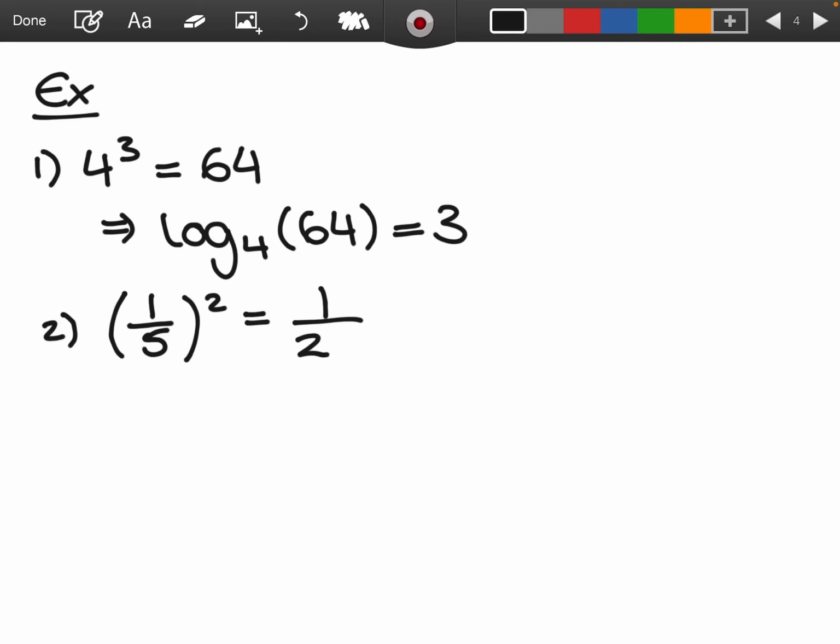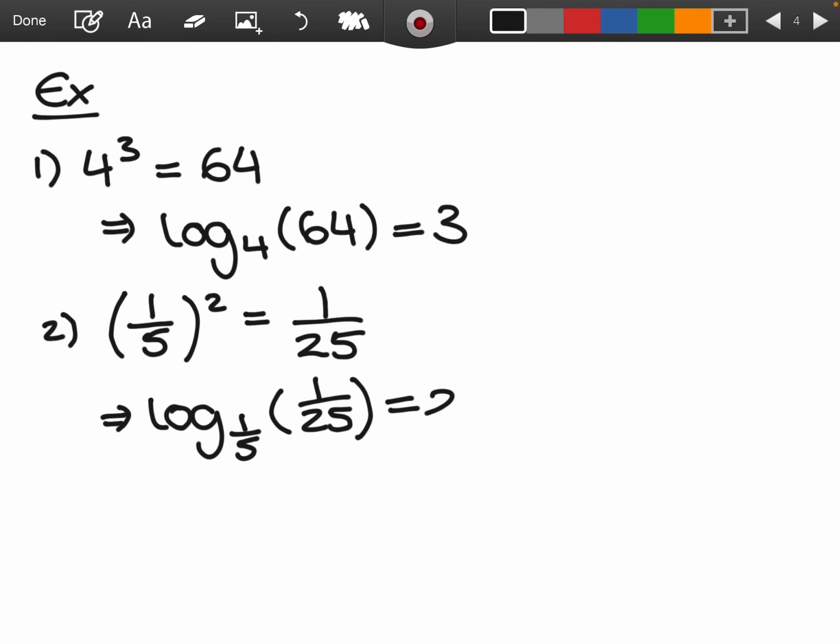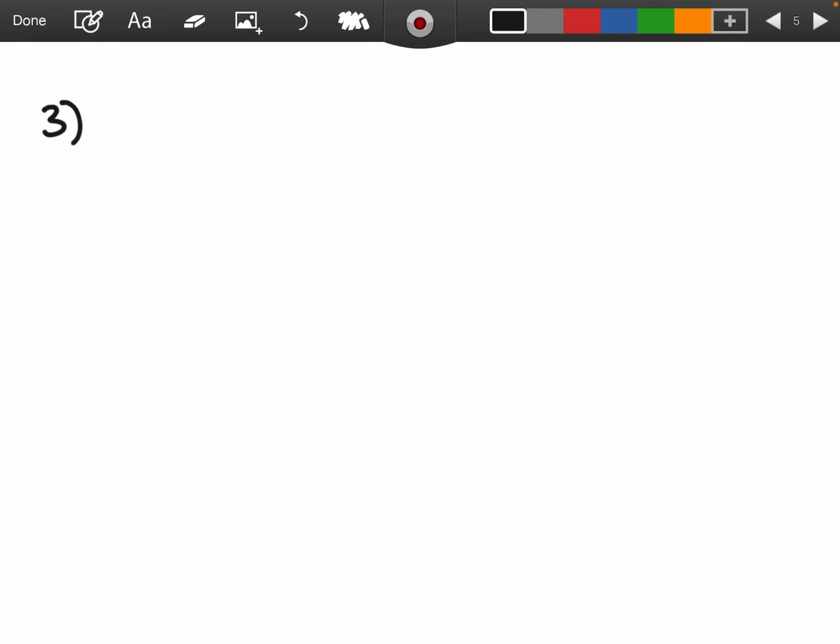How about if I do 1 over 5 squared is equal to 1 over 25. Okay. How do I write that as a log? Well, same idea again. My base would now be 1 over 5. My argument is the number that I want to end up with, and the power is the answer.